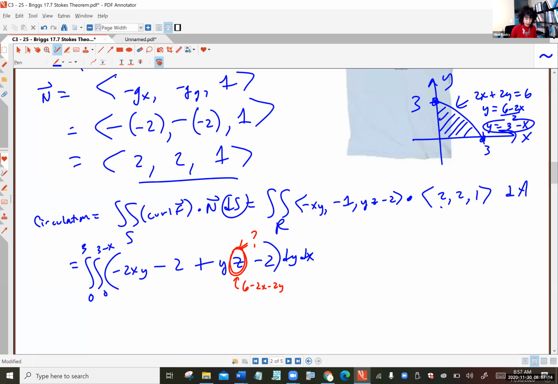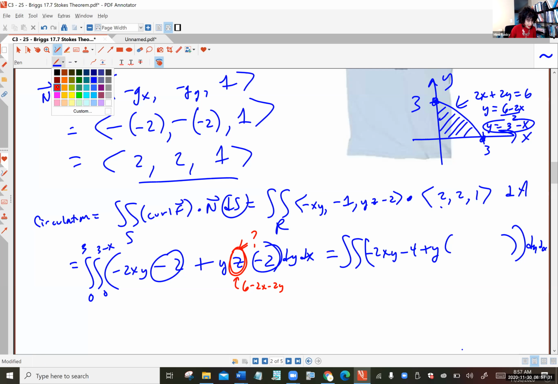Now I'm going to do a little bit of cleanup before I integrate with respect to y, because I'm going to combine these negative 2's and then also do the replace. I have negative 2xy minus 4 plus y times this 6 minus 2x minus 2y here. If I were you, I would distribute your y before you start integrating, otherwise it won't give you the right answer.